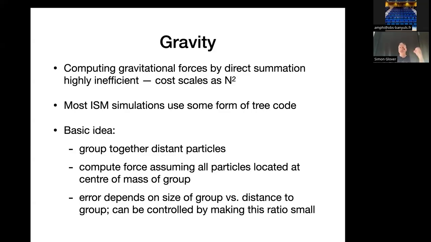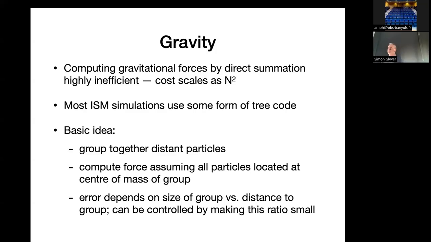The easy way to do this is for each cell, just go to each other cell, work out its distance, work out the gravitational acceleration due to its gravitational attraction. This does not work well for large simulations because this so-called direct summation scheme has a cost which scales as the square of the number of resolution elements. So for very tiny simulations with N of like 10,000, that's fine. But for simulations with N of 100 million, this is not fine. This is far too slow. And so most ISM simulations instead use some more approximate scheme to avoid this cost.